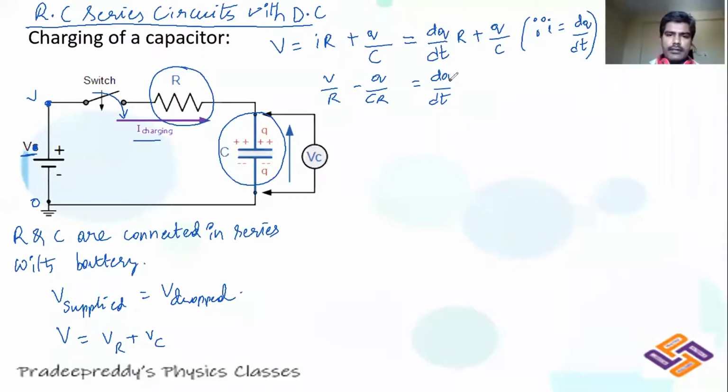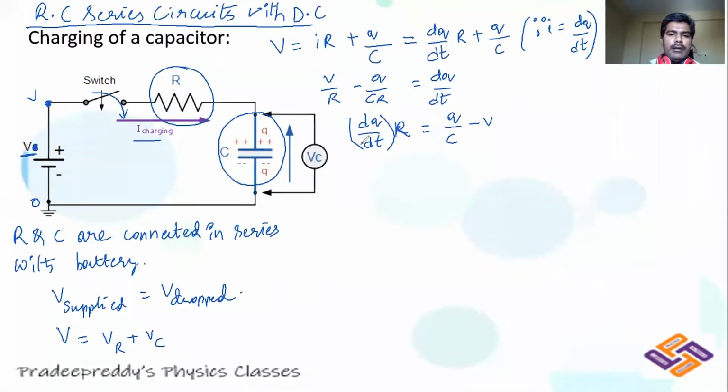From this you can even write the expression like this: dq divided by dt into R is equal to Q divided by C minus V. Check it up. I am taking R common here. 1 by R is equal to V minus Q by C. That R comes over to the other side. It is dq by dt into R is equal to Q by C minus V.